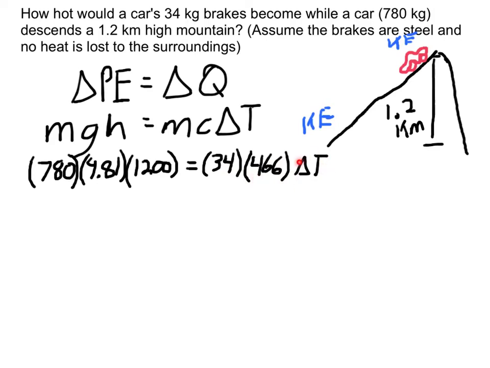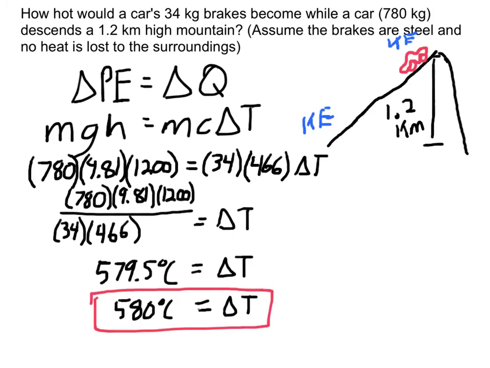And then I'm solving for delta T. But just remember where the energy is coming from. Potential energy is the potential energy of the car, and where the energy is going into is the thermal energy of the brakes, so don't mess up your masses. All right, and our answer is that the brakes' temperature would increase by 580 degrees Celsius.